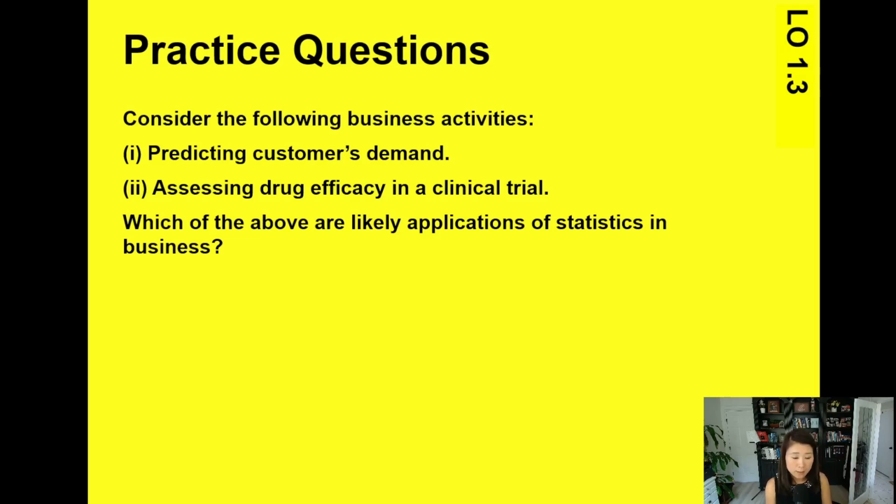Second, assessing drug efficacy in a clinical trial. This is one example I emphasized. In the pharmaceutical industry, we heavily use statisticians to help us understand whether the drug is effective or not. They did a lot of experiments on little mice before they move on to human trials, right? So therefore, assessing drug efficacy in a clinical trial is definitely a place where we need to use a lot of statistics. So the answer for this question will be both 1 and 2. And good luck with your learning.